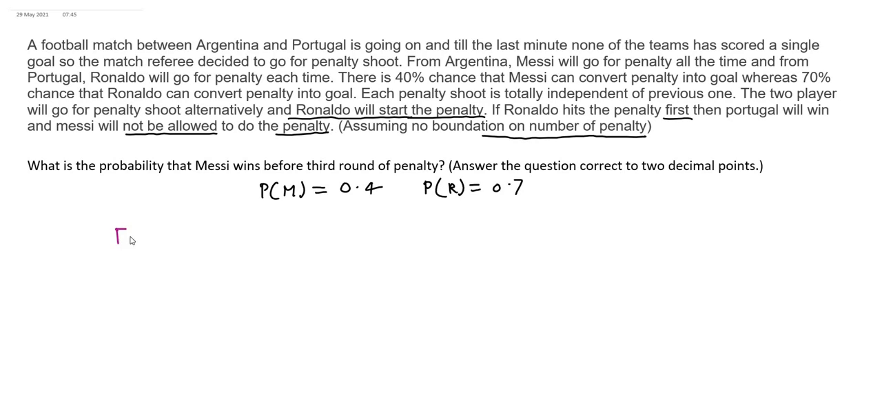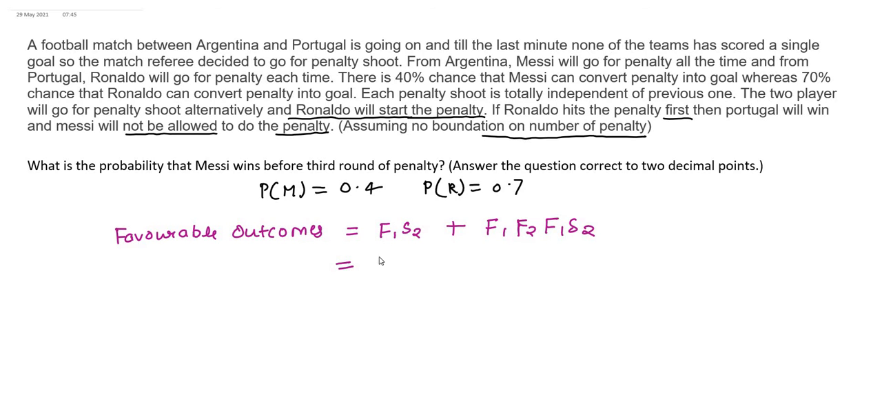So what are our favorable outcomes? So Messi has to win. So first of all, Ronaldo is starting. Ronaldo fails. All right, Ronaldo fails, and Messi wins. So this is one, plus both of them fail in the first round, and then in the second round, Ronaldo fails, but Messi wins. So these are the two we have.